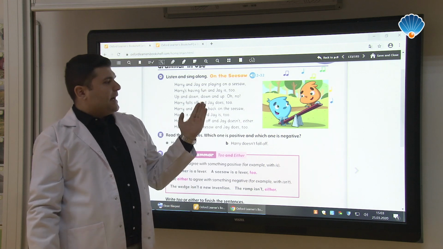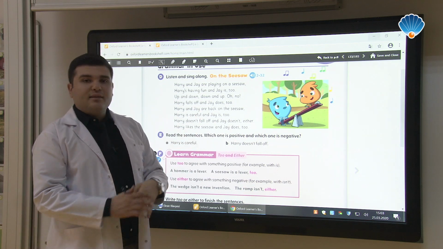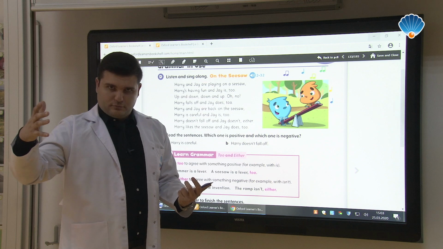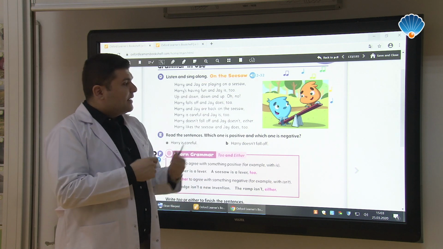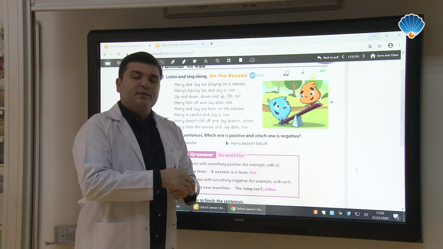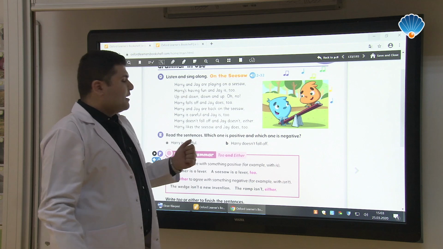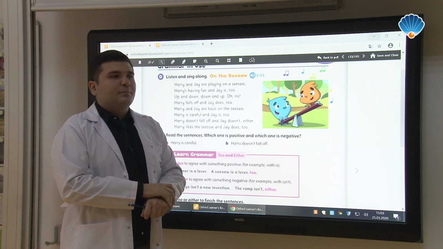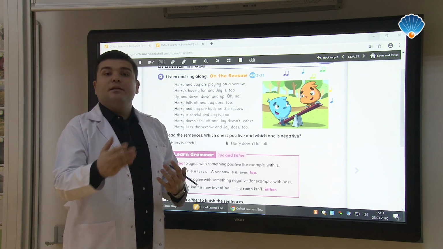So up and down, down and up. Oh no. Harry falls off and Jay does too. So it says Harry falls off. We can understand that he is falling off, and Jay does too. The same thing for Jay as well. The same thing. Okay. For example, I can give another example in order to understand better. For example, John is playing football. Martin too.